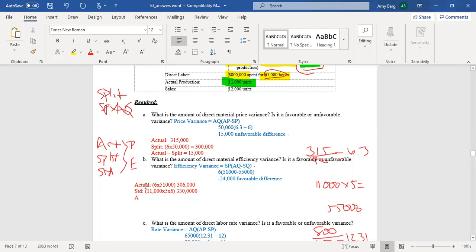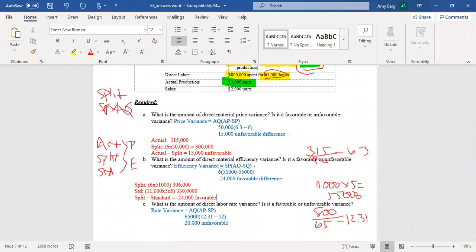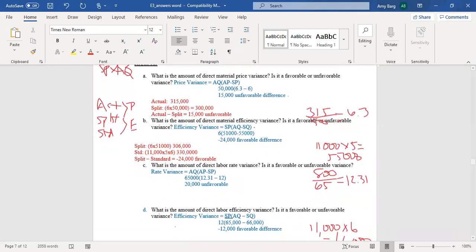So to find, this is not actual, this is split. I'm sorry. Find the split minus the standard. You still get this negative 24,000 and it's still favorable. This is still unfavorable. And then we can do the same thing down here.